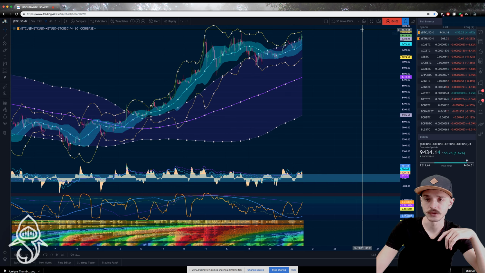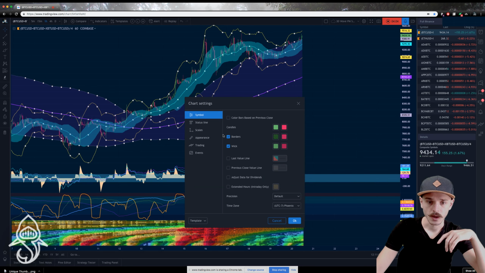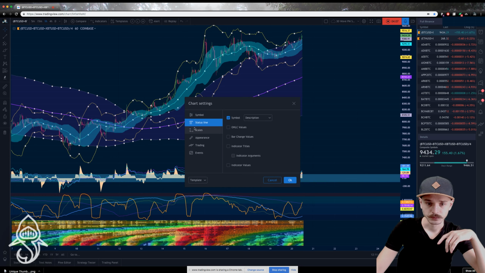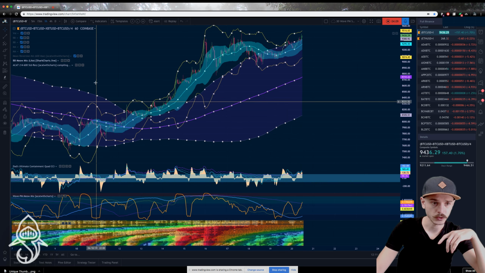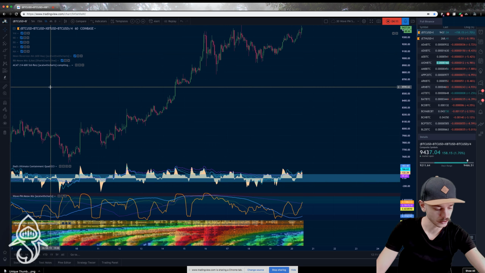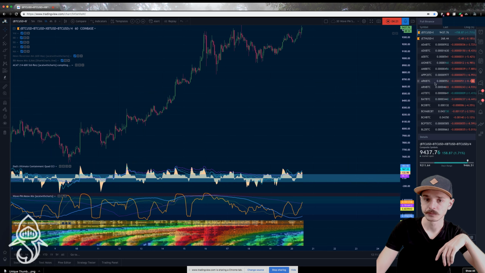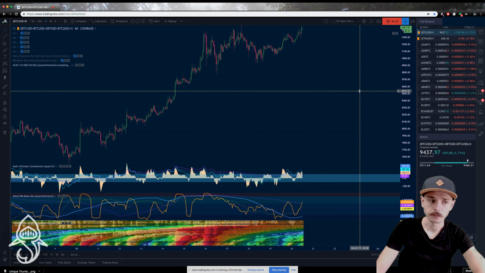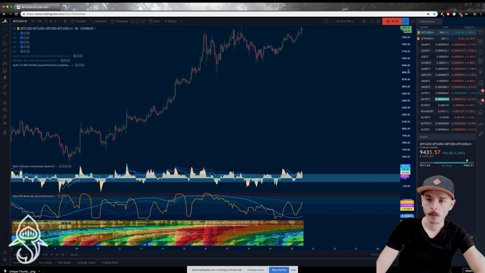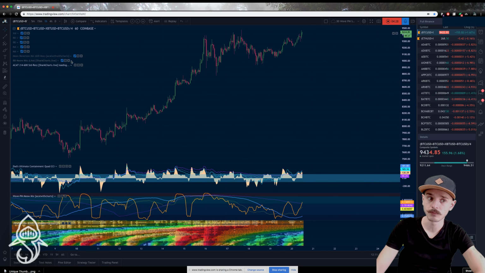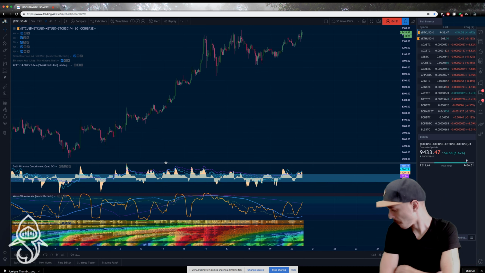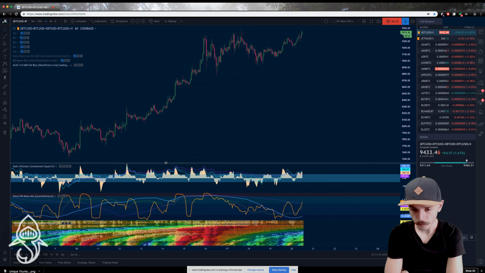Can't believe I still haven't saved this chart template correctly. I need indicator titles, please. Thank you. Just give this a second to load. Or several seconds, you know. Oh my god. These indicators are so large. Beautiful.